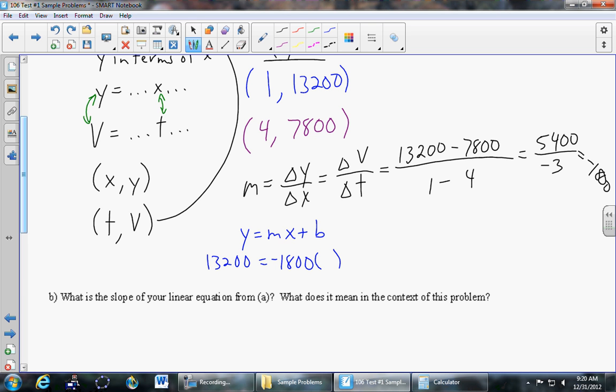How much is the x coordinate? Again, at the blue point, that's 1. How much is the b? We don't know, but that's what we're about to find out. So this says 13,200 is equal to negative 1,800 times 1, which is just negative 1,800, plus b. Add 1,800 to both sides, and we get b is 15,000.